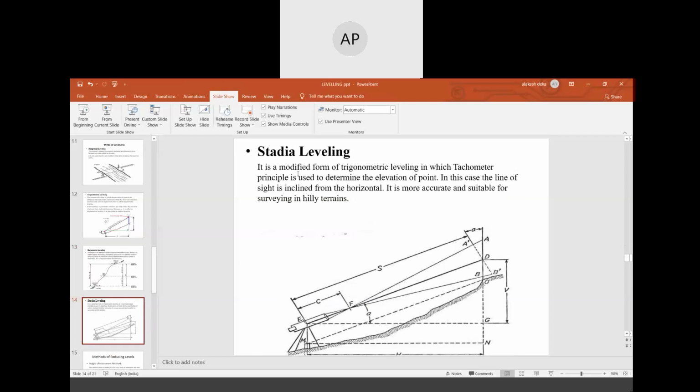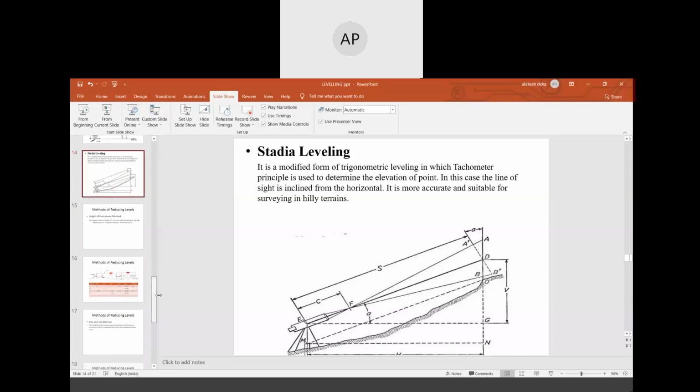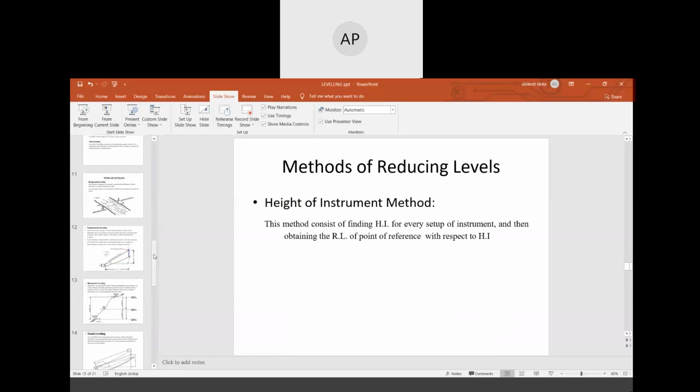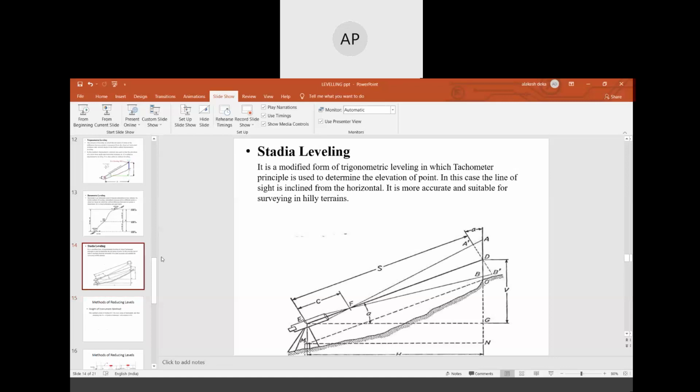Next, area leveling. It is a modified form of trigonometric leveling in which the tacheometer principle is used to determine the elevation of a point. In that case, the line of sight is inclined from the horizontal. It is more accurate and suitable for leveling in hilly terrain. So your syllabus for the second sessional is up to these types of leveling.